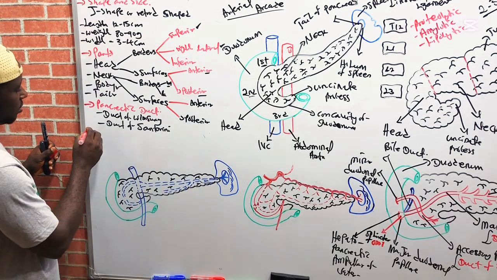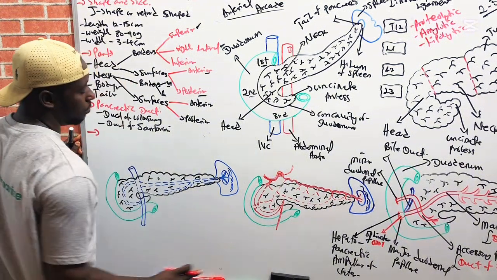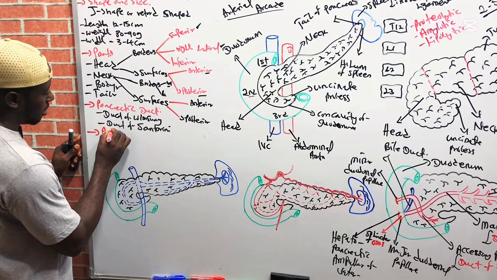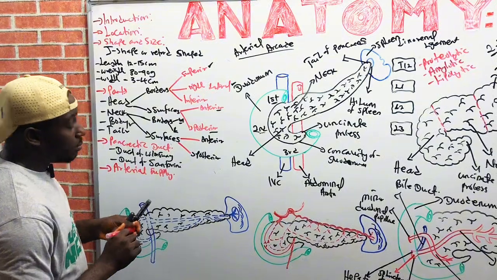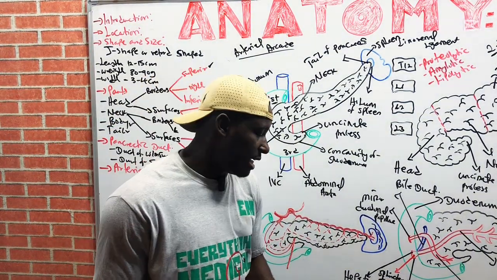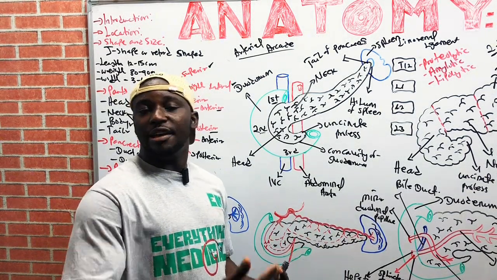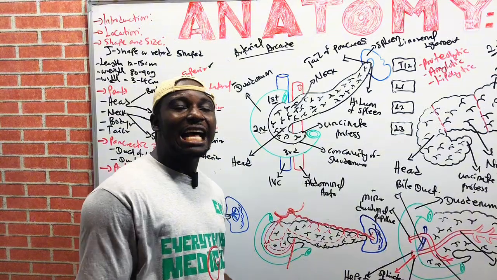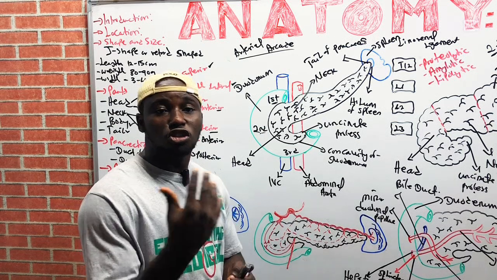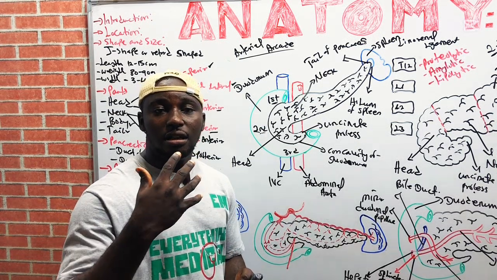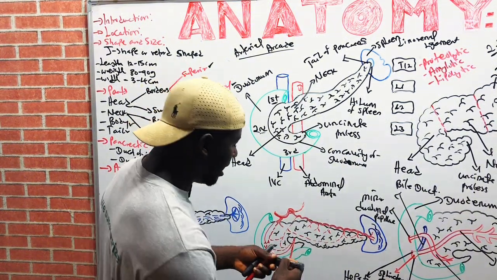So the next outline we shall be looking at is the blood supply, or the arterial supply. The blood supply of the pancreas is very essential because the pancreas develops between the foregut and the midgut. That means it has a blood supply from the foregut, which is the celiac trunk, and also blood supply from the midgut, which is the branches of the superior mesenteric artery, right?